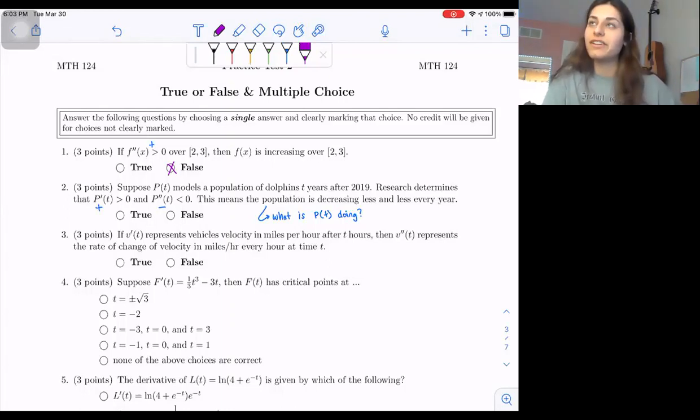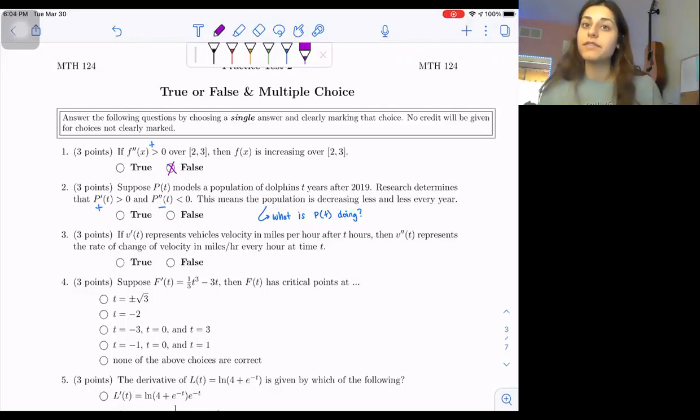Like the first derivative of P of T is telling us how fast our population of dolphins is changing. So how many dolphins are we gaining or losing per year? Then the second derivative will tell us, is that rate of the population of dolphins increasing or decreasing? So the second derivative refers to the rate, is the rate increasing or decreasing, or the concavity of the first function, P of T. Okay, so we want to find out what is P of T doing.